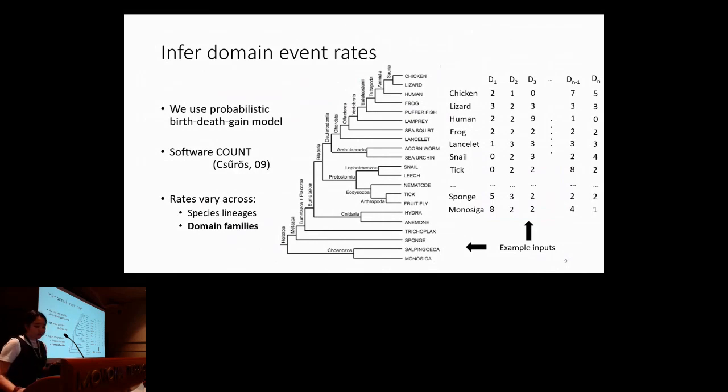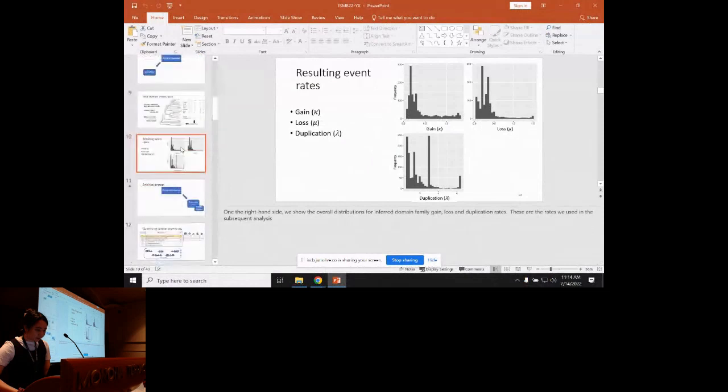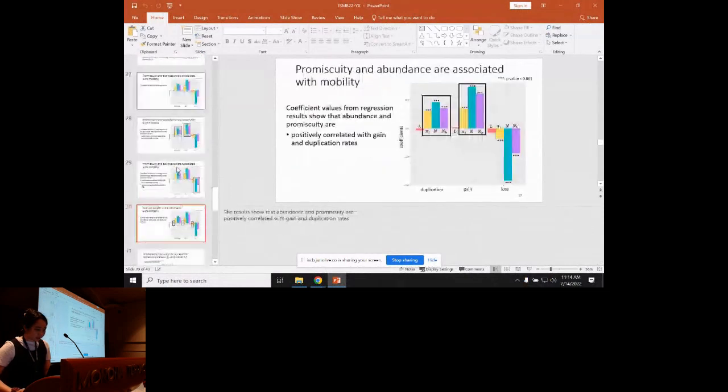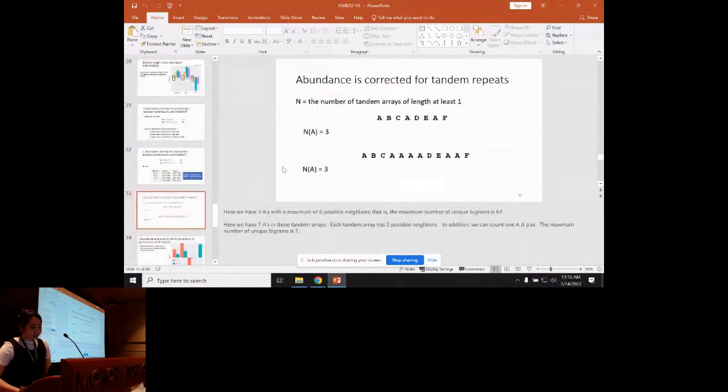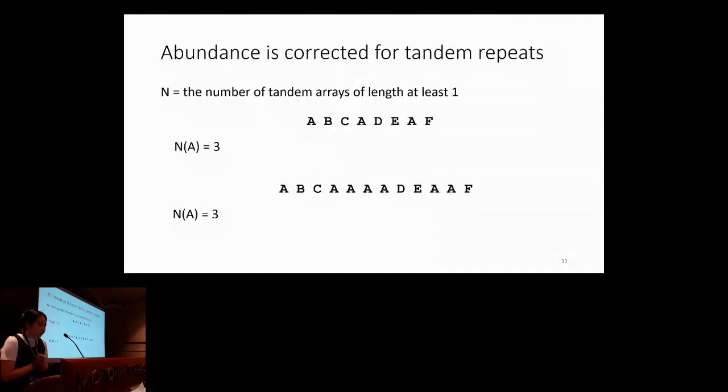And for promiscuity variables, we follow the practice from previous literature, and I can show this here. For the promiscuity measure, we actually collapsed our abundance value for tandem arrays. For example, here you have 3 different domain A in this example, and the abundance is 3. But if you have a tandem array here, we count it also as 3.